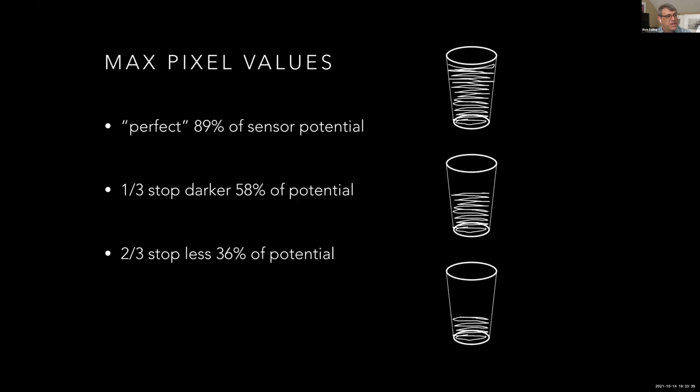We get 89% of the sensor potential with this particular exposure. Maybe you're going to get a little bit better, a little bit worse sometimes. A third of a stop darker, we're within 58% of the full potential. Stop down 2/3 stop again, 36% of the potential. It's really that glass is what's happening with your sensor. It's either really full of pixels that it's counted, or photons of light, or it's about half full, or it's about 1/3 full, and it starts dropping that quickly.